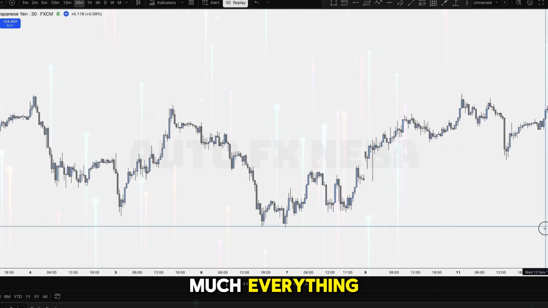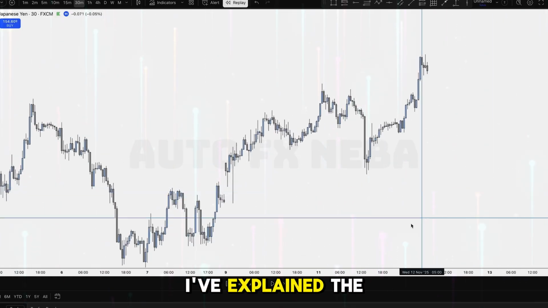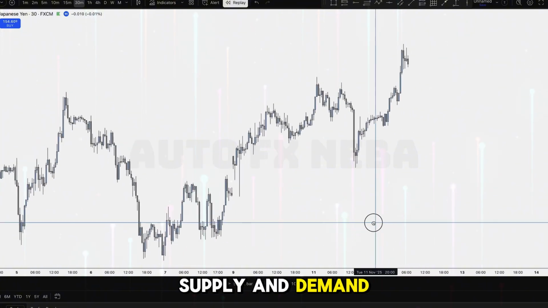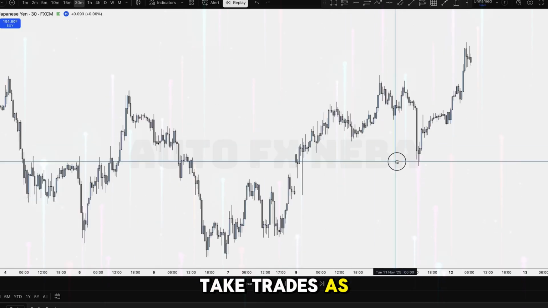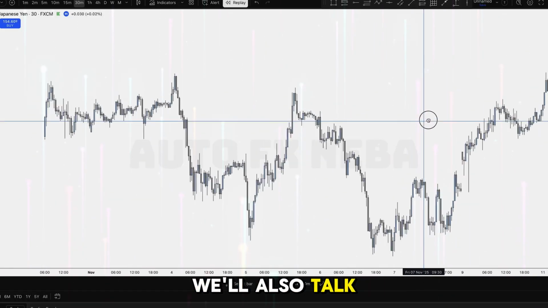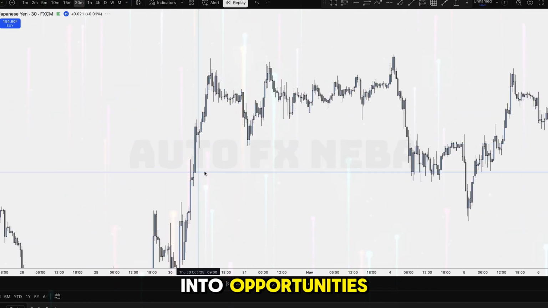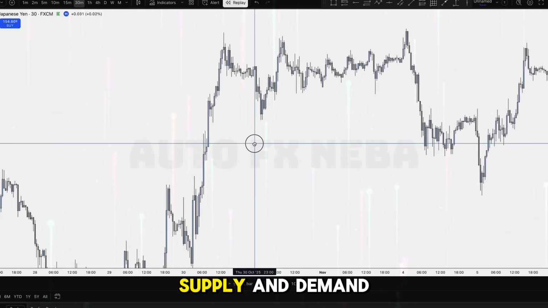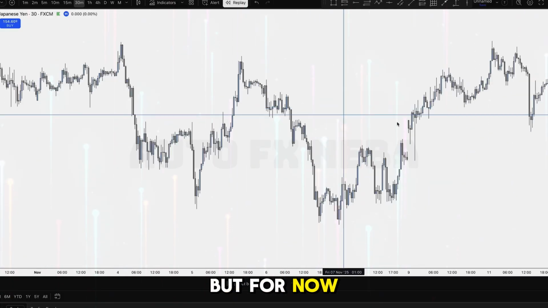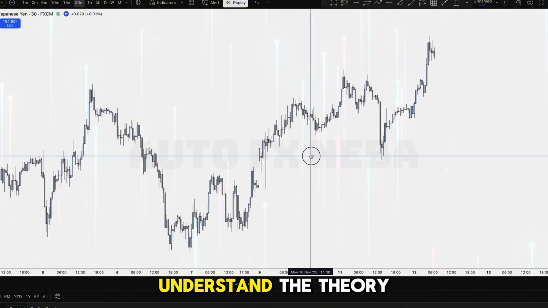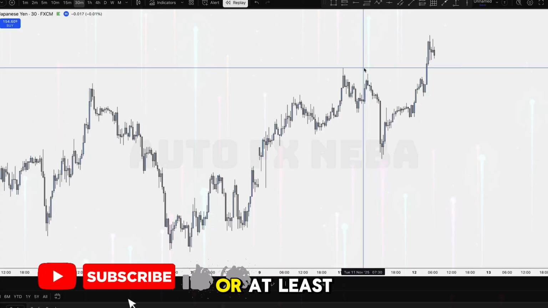So that is pretty much everything we need to discuss about supply and demand up to this point in time. I've explained the theory to you, how we plot supply and demand zones on the chart, and how you actually utilize it in line with the trend in order to take trades. As we get further throughout the bootcamp, we'll also talk about things like supply and demand fails and how we can turn these into opportunities. And we'll go a little bit deeper into supply and demand as a whole and how it aligns to the other concepts that we're going to discuss. But for now, you understand the foundations and you probably understand the theory of supply and demand and why that matters more than you ever have previously, or at least I would hope so.